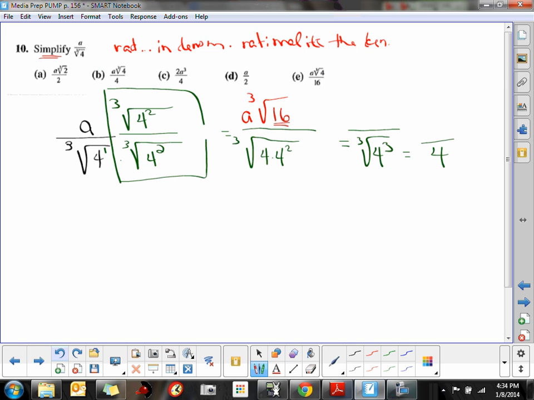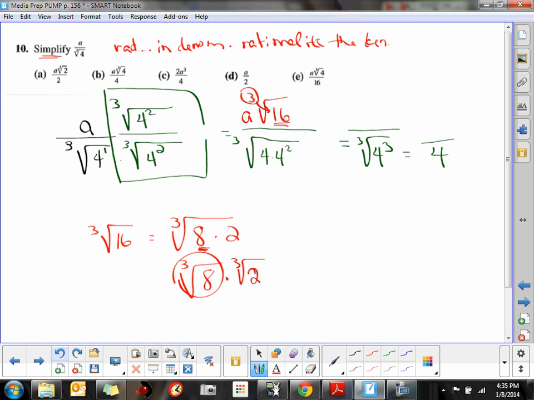In simplest radical form, you can never leave any perfect cubes under the radical. And 16 could be thought of as the cube root of 8 times 2. The reason I like 8 is that it's a perfect cube. 8 times 2 is still 16, but the cube root of 8 is 2. So the cube root of 8 times the cube root of 2, I can use the radical rule that the cube root of a product is the product of the cube roots. Cube root of 8 is 2 times the cube root of 2. So in simplest form, we're going to have 2 times the cube root of 2.